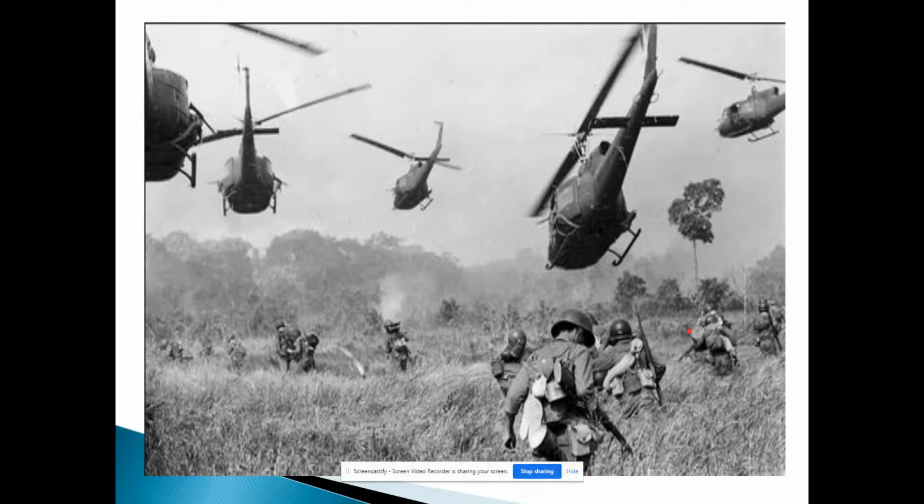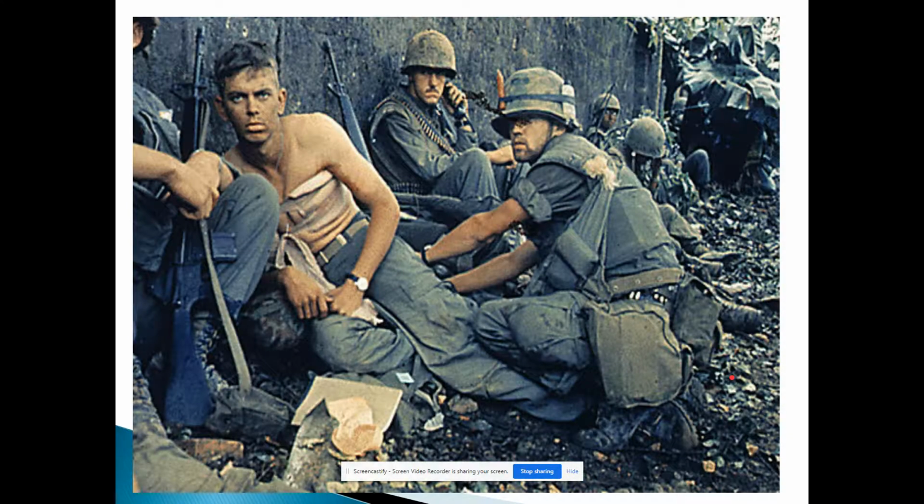Search and destroy. Helicopters would drop off troops. The helicopters would fly away. The American soldiers would just walk through the jungles trying to find the enemy. Tough policy. Again, real photos. Keep in mind these photos are in color. These are not made up photos. These are not propaganda photos. These are actual photos. Compare these to World War II.